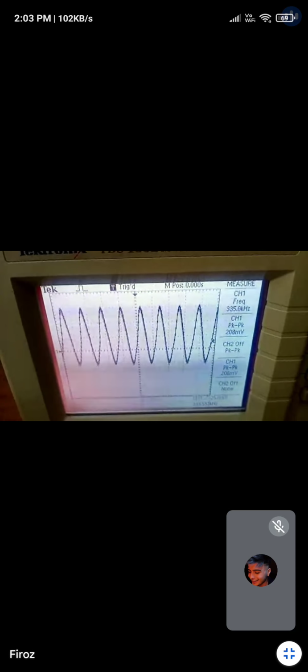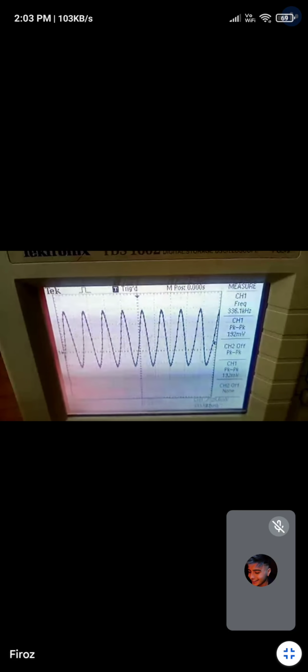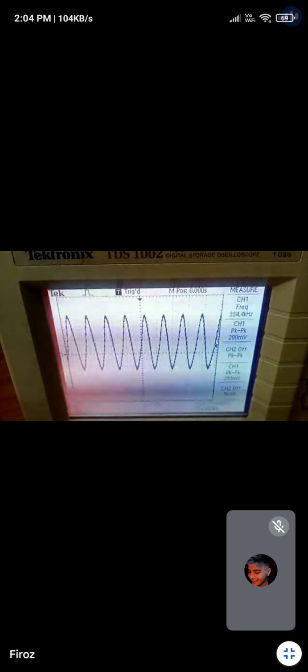Now I'll change this inductor and I'll choose L1 inductor for this combination. Let us see what happens. Yeah, for this combination I am getting 333 kilohertz frequency, and I am getting 200 millivolt peak to peak voltage. The waveform is sinusoidal for any combination, but you will be getting different frequencies and different voltages for different combinations of L and C. Okay.